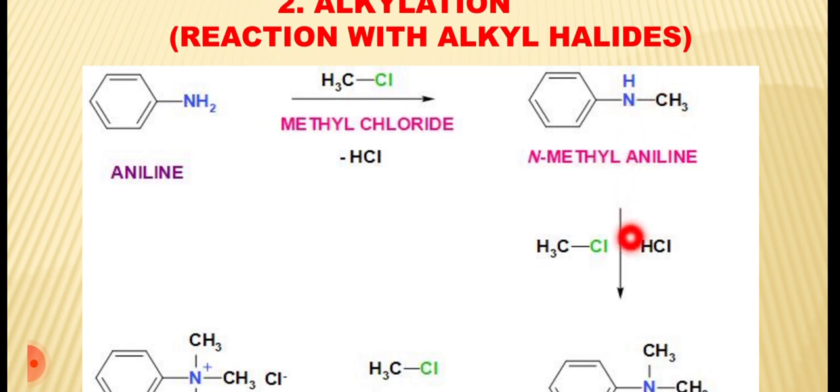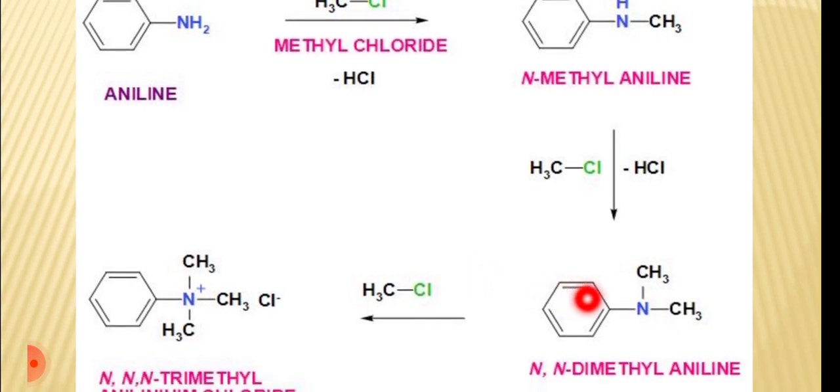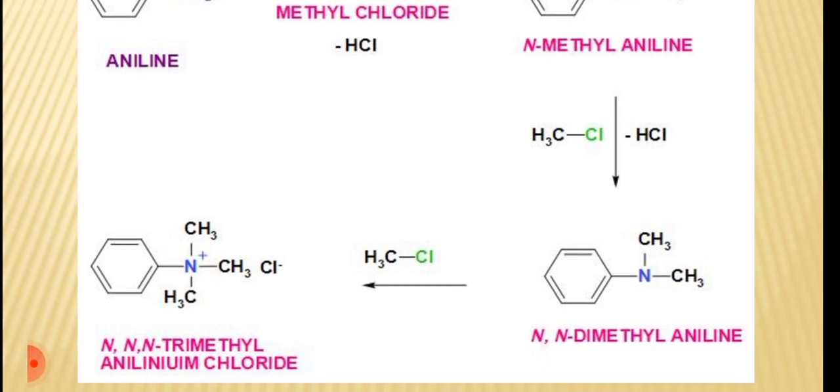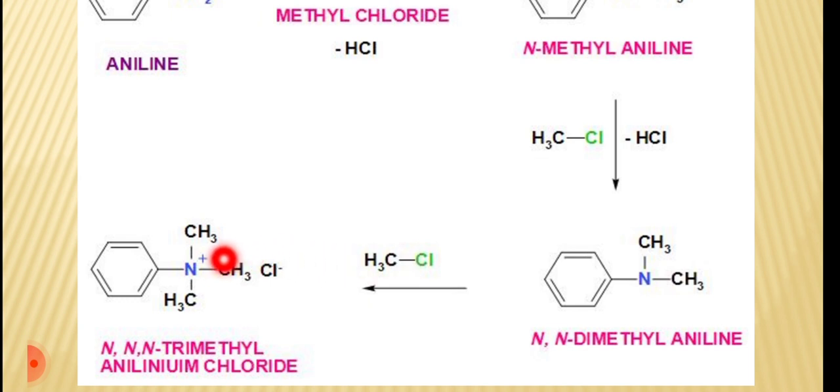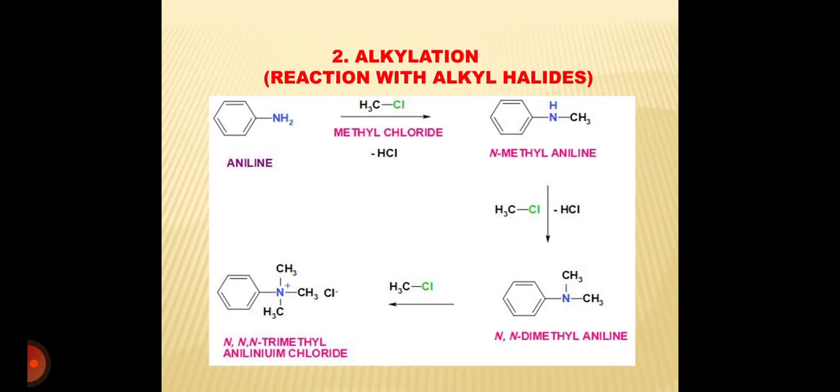This N-methyl aniline on subsequent reaction with methyl chloride loses one more molecule of HCl, and it gives formation of N,N-dimethyl aniline. Dear students, this compound then again reacts with the next molecule of methyl chloride, and the product obtained is N,N,N-trimethyl anilinium chloride. Here, the positive charge is on the nitrogen because nitrogen shared its pair of electrons with the methyl cation. So this is the alkylation of amines.